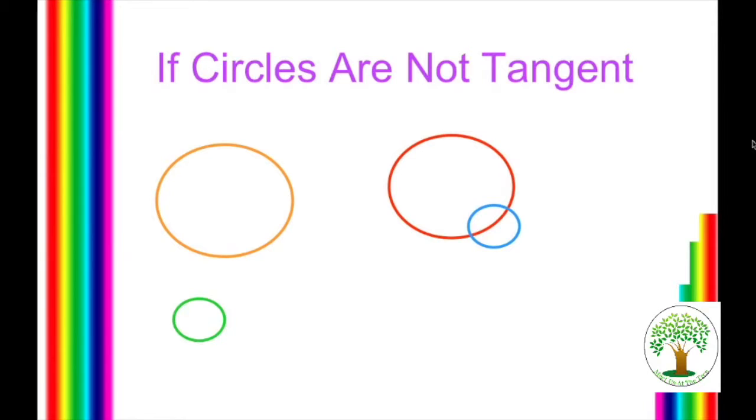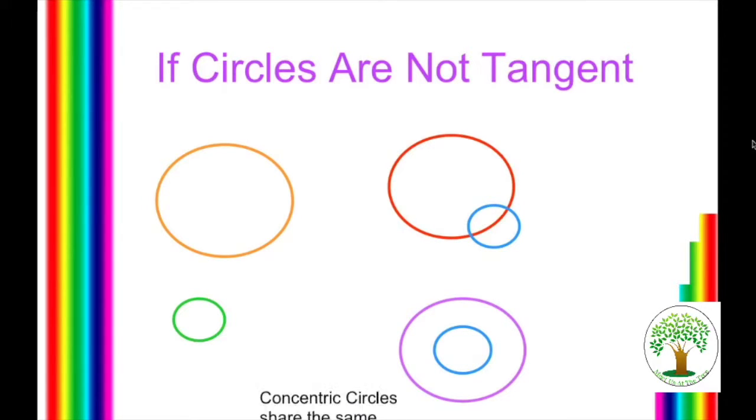This is not tangent. Why is the second one not tangent? Because it's like half on the inside, half on the outside. Because they touch two times, and you can only touch once for tangent. That last one, these last ones, are called concentric circles because they share the same center.